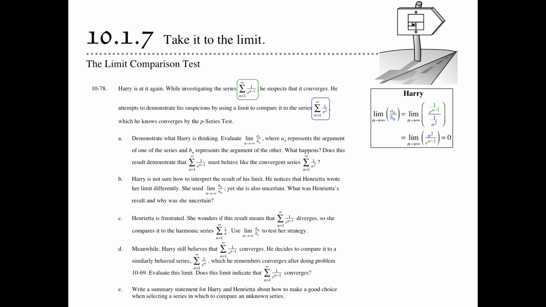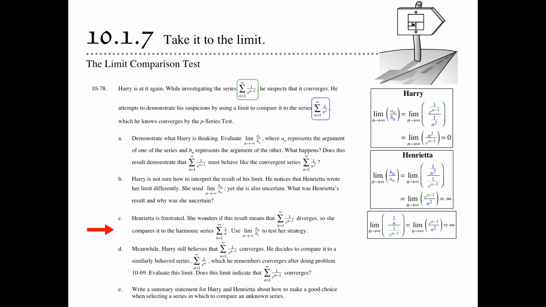From that, he concludes that they will both converge, because 0 is a finite value, so the ratio must exist. But when Henrietta completed the limit comparison test, she got an infinite result, and so she wonders if that might mean that the series actually diverges. So this time, Henrietta is awfully frustrated, and she decides to do another limit comparison test to a diverging series, 1 over n, but she still does not achieve a finite limit.